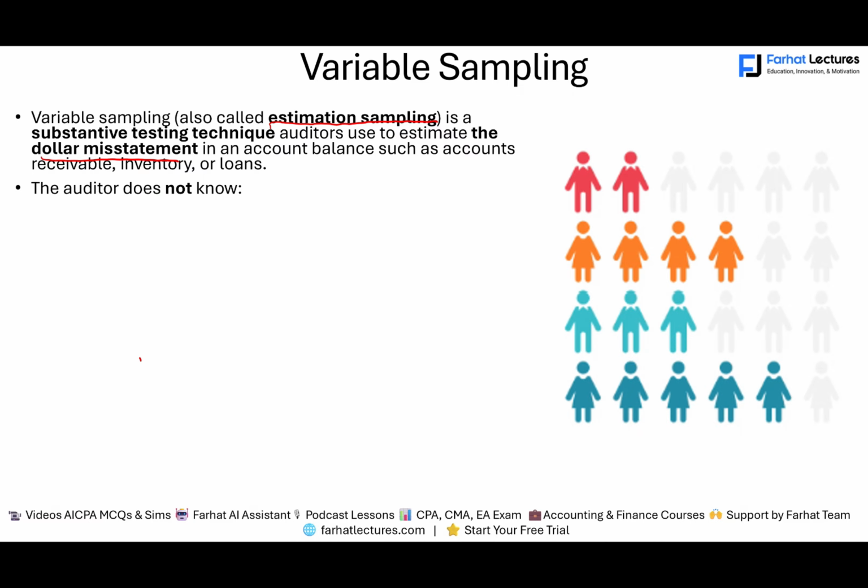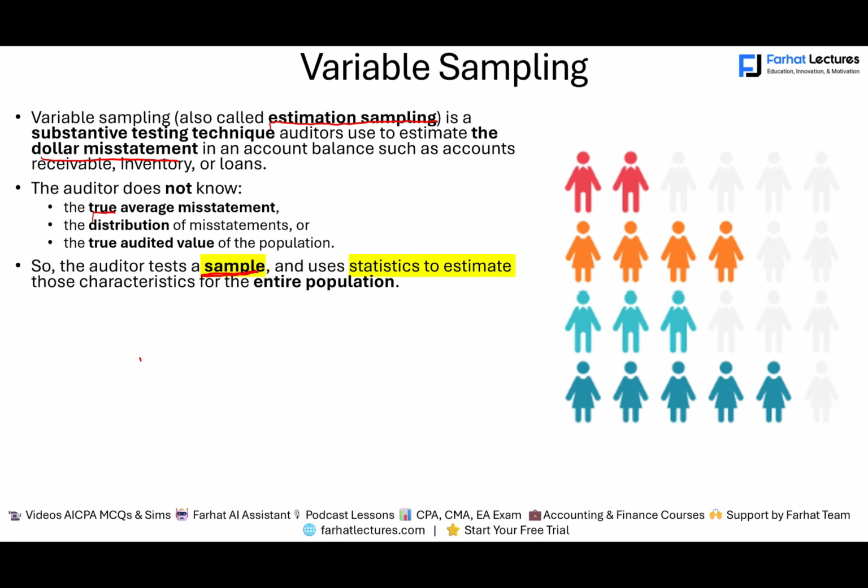inventory is fairly stated. The truth is the auditor does not know the true average misstatement or the distribution of the misstatement or the true audited value of the population. So that's why we sample, but we really don't know the actual. Actual means true. We never know the truth because we don't examine everything 100%. So we only test a sample and we use statistics to estimate the characteristic for the entire population. So this is what we have to live with as auditors.